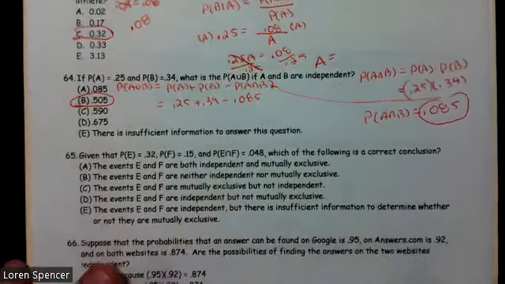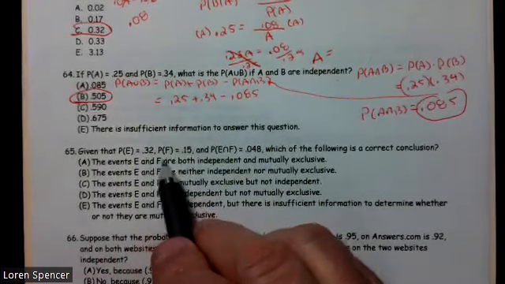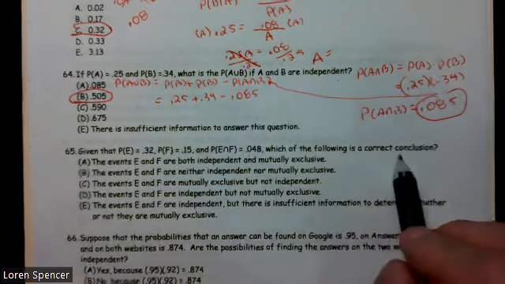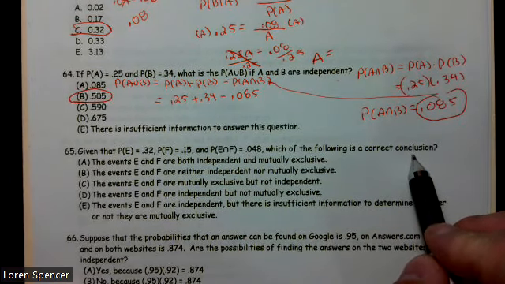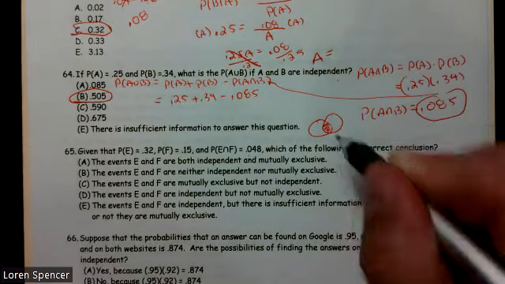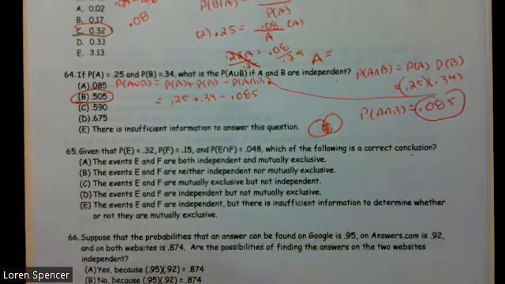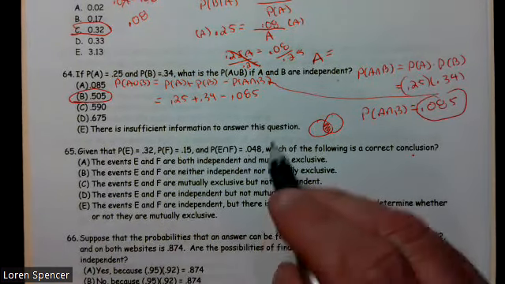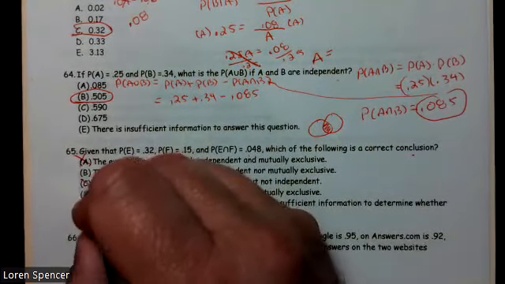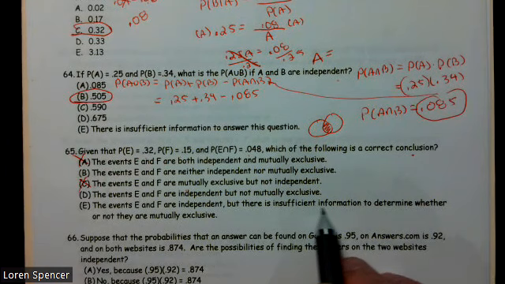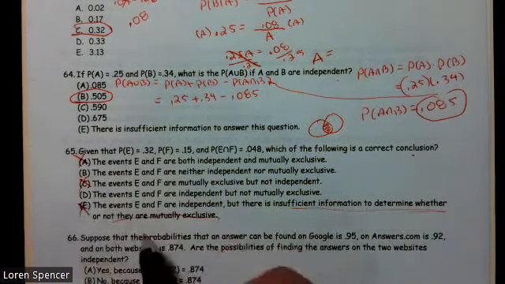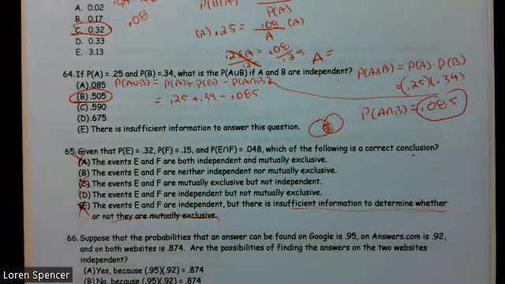Okay, given that the probability of E is 0.32 and the probability of F is 0.15 and the intersection is 0.048, which of the following is a correct conclusion? Well, if I have an intersection, that means I have an overlap, which means they cannot be mutually exclusive. So are the events mutually exclusive? No. Is it insufficient to determine whether or not they're mutually exclusive? No, we know that they're not. So it's going to be either B or D.